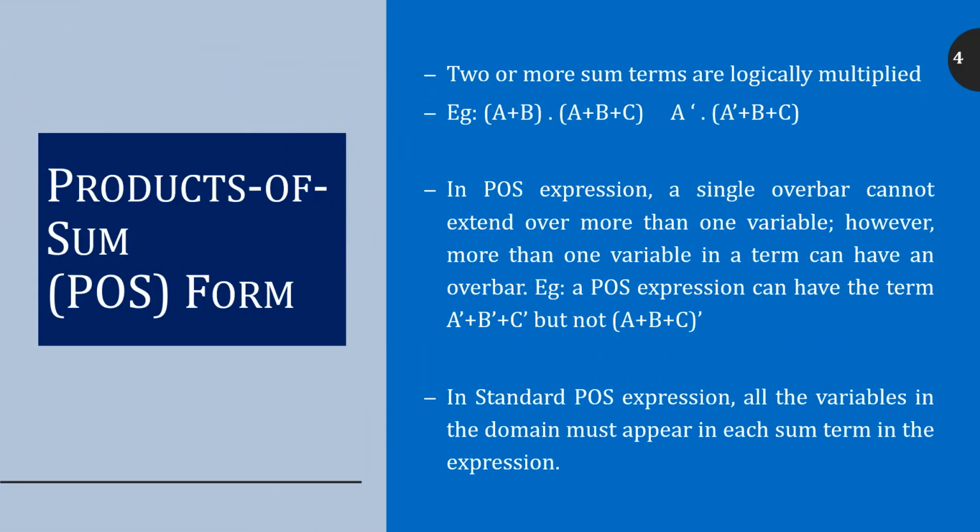Now let's look into the product of sums form in detail. When two or more sum terms are logically multiplied, the expression is called a POS expression. Example, a plus b into a plus b plus c. In a POS expression, a single overbar cannot extend over more than one variable. However, more than one variable in a term can have an overbar. It is very similar to the SOP. Here also, a single overbar cannot be extended to more than one variable. That is, a plus b, the whole bar, is not possible, but we can have a bar plus b bar.